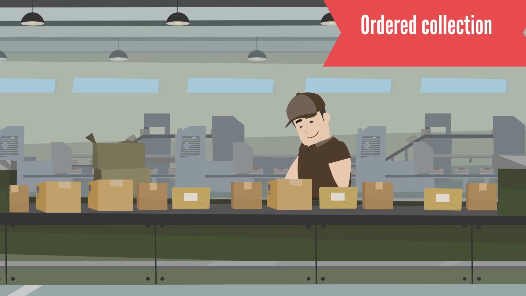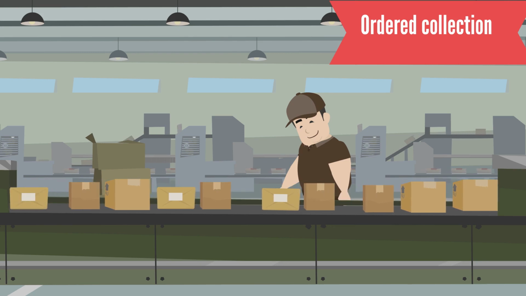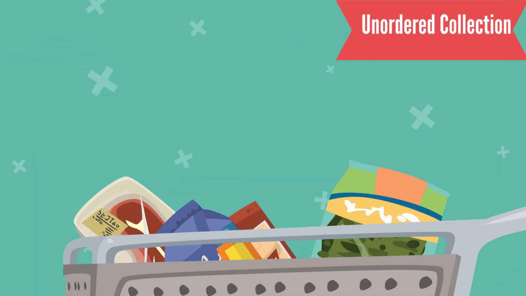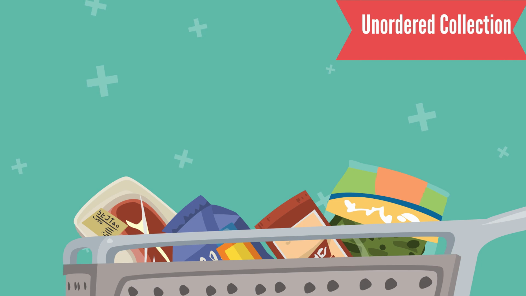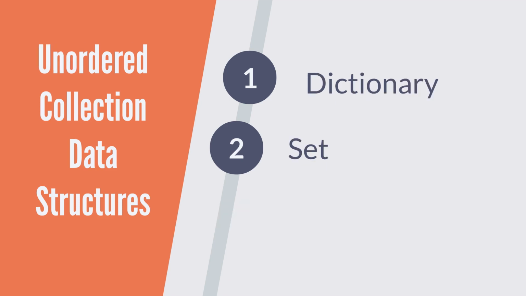In an ordered collection, items are placed in an order and you know where to find what. In an unordered collection, however, you only know that all items are there. But if you close your eyes and try to get an item, you may get any item first as they are not kept in any particular order. The data structures that support ordered collection are list, tuple, and range. And the data structures that support unordered collection are dictionaries and set.